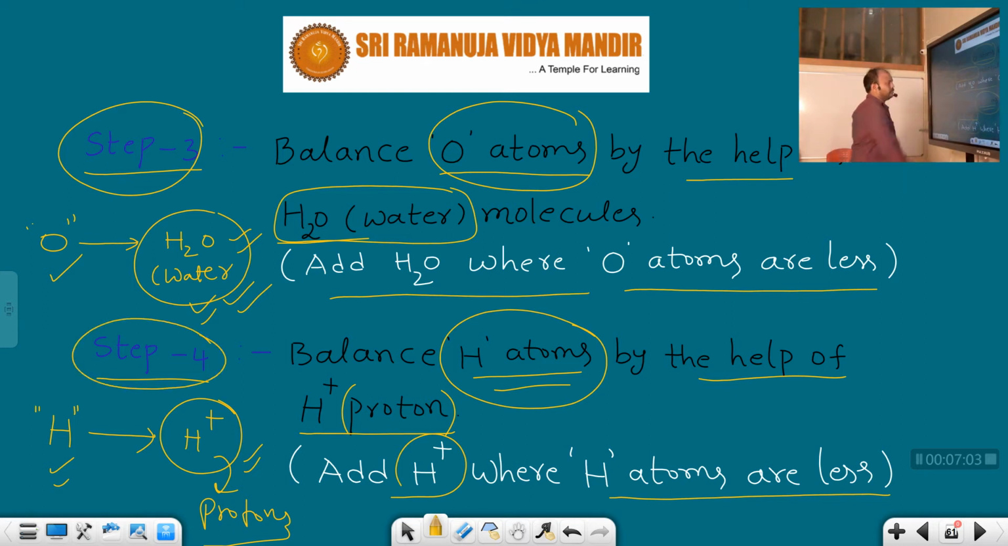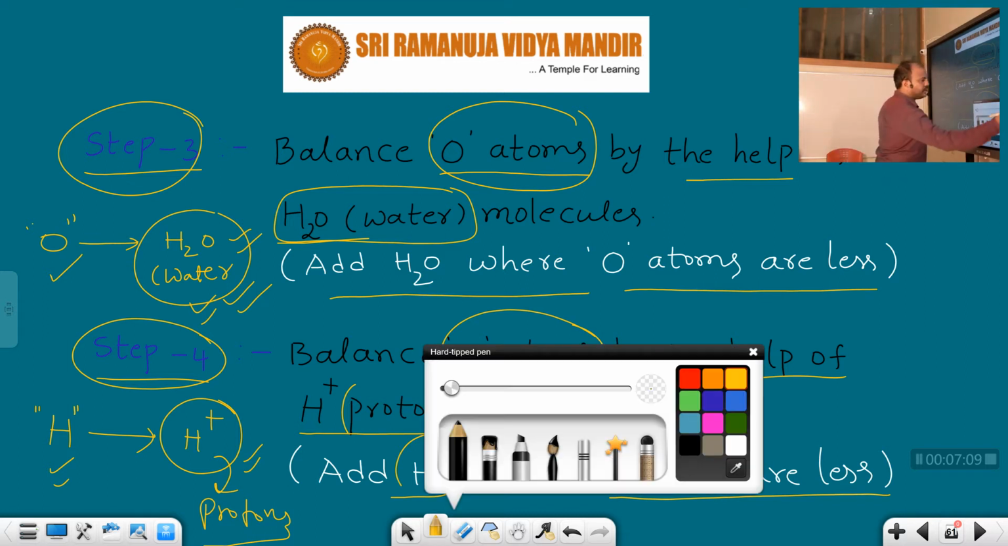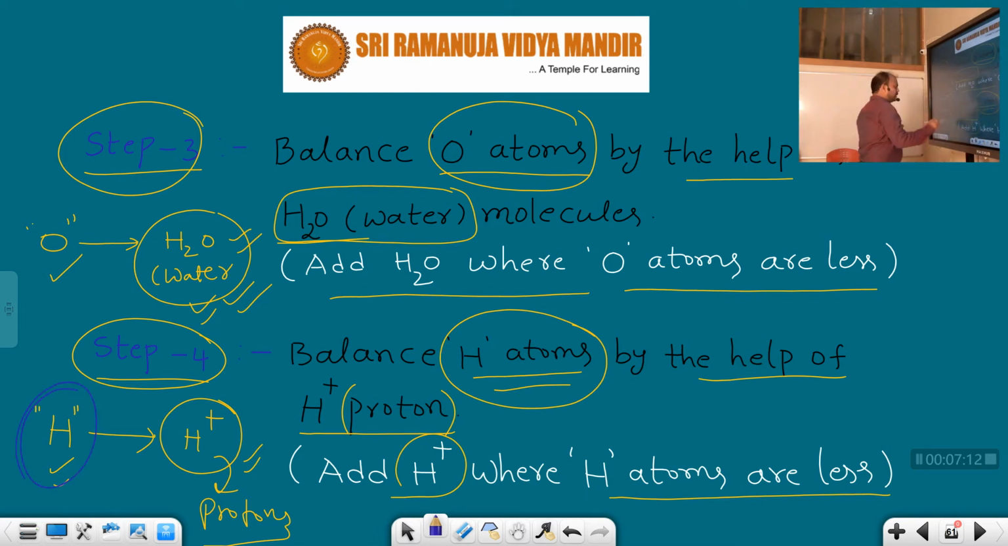Step 4: balancing hydrogen atoms with the help of protons. Where the hydrogen deficiency is, that side we add protons. Where the oxygen deficiency is, that side we add water molecules.